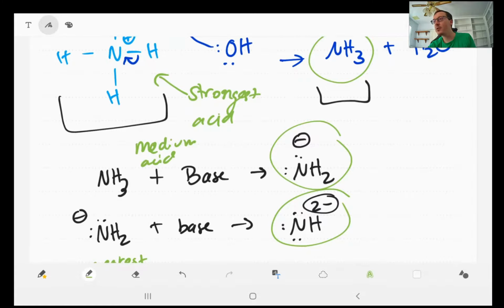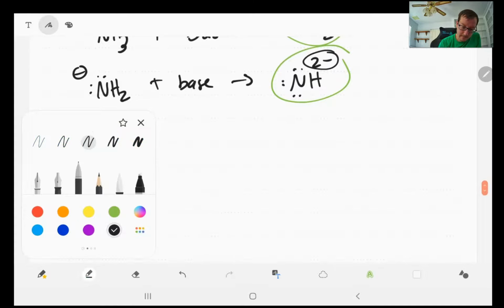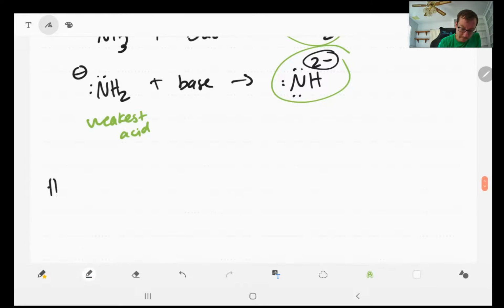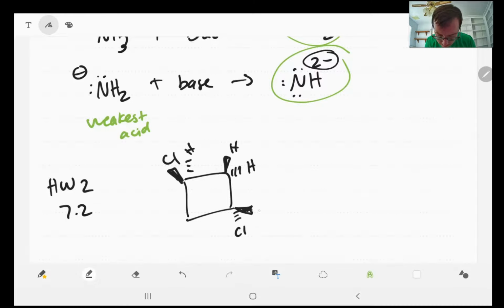Provide the IUPAC name for compound number 2. Okay, 7.2. So I'm going to try and draw this. We have chlorine there, hydrogen, hydrogen, hydrogen, hydrogen, and then hydrogen, hydrogen.